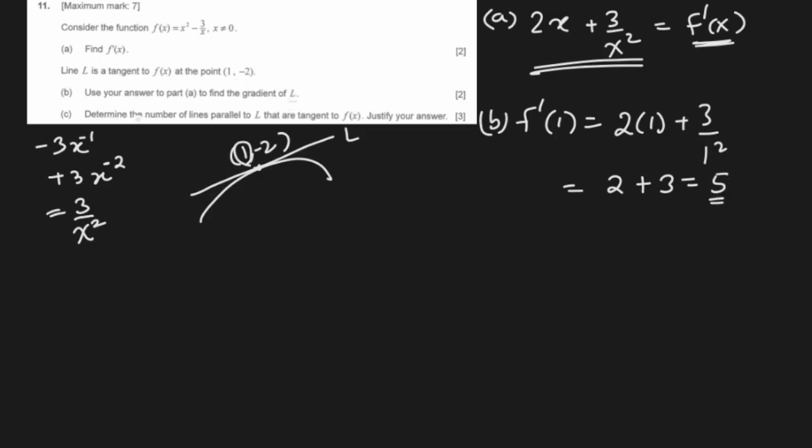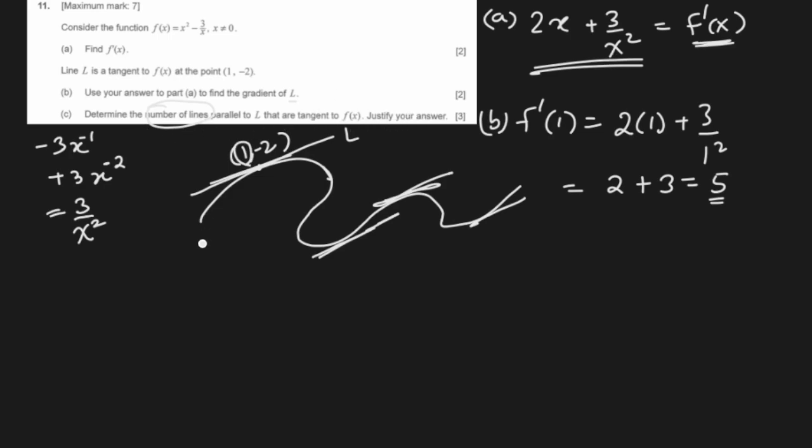C. Determine the number of lines parallel to L that are tangent to f(x). Justify your answer. That means this curve could be like this. So the tangents parallel to this will be at this, parallel to this one, and this, maybe here also. They're asking us to determine the number of lines parallel, so we have to give a number, how many, and that's it.